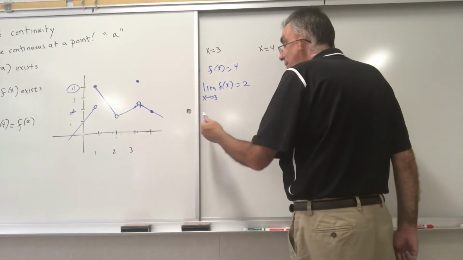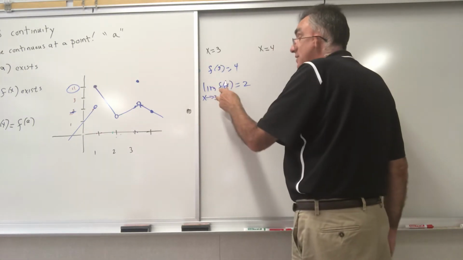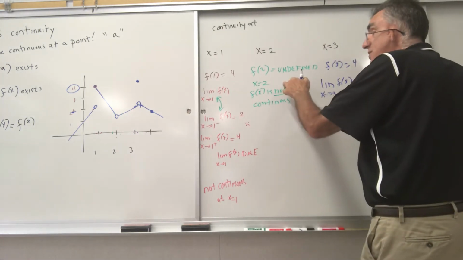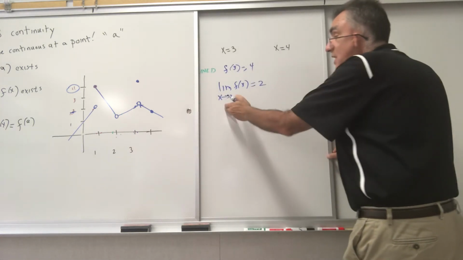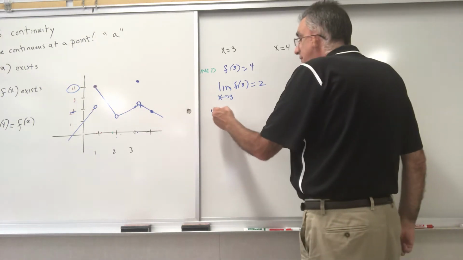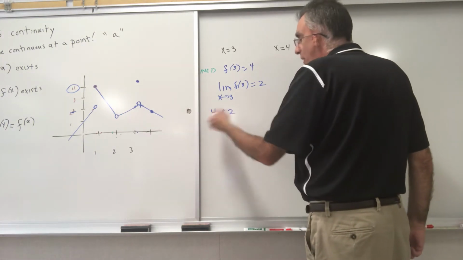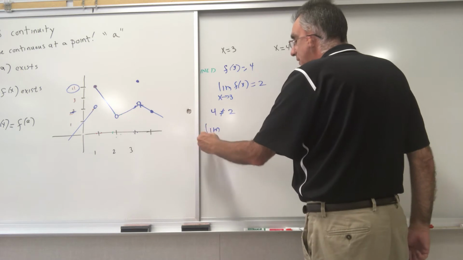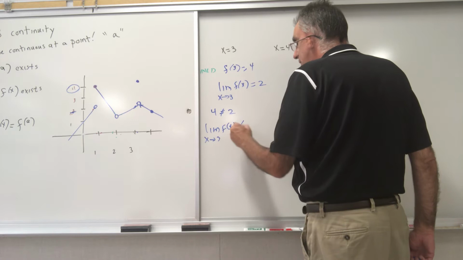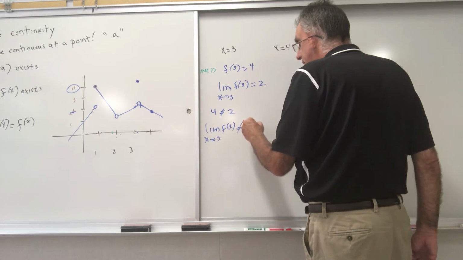And this is a weird one because it has a function value and it has a limit. Remember on the other ones, this one didn't have a limit and this one didn't have a function value. That's why they're broken. Well, in this case here, it has a function value and a limit, but 4 doesn't equal 2. But we don't normally write that. We normally say that the limit does not equal the function value.